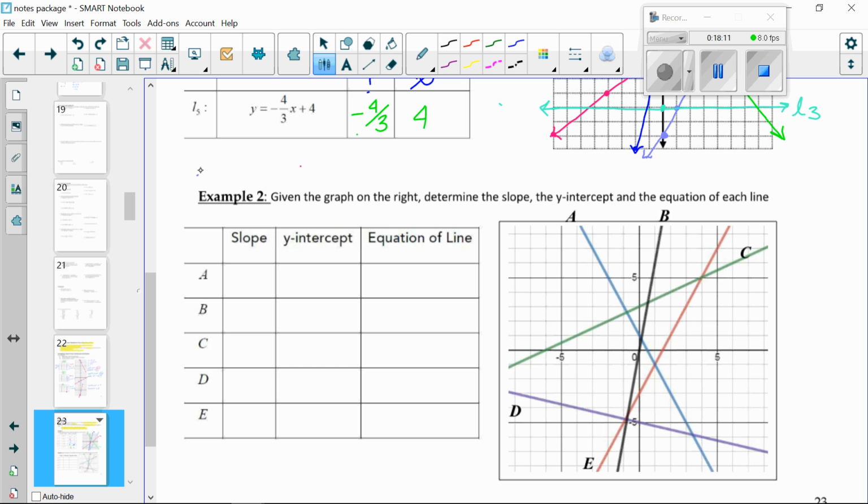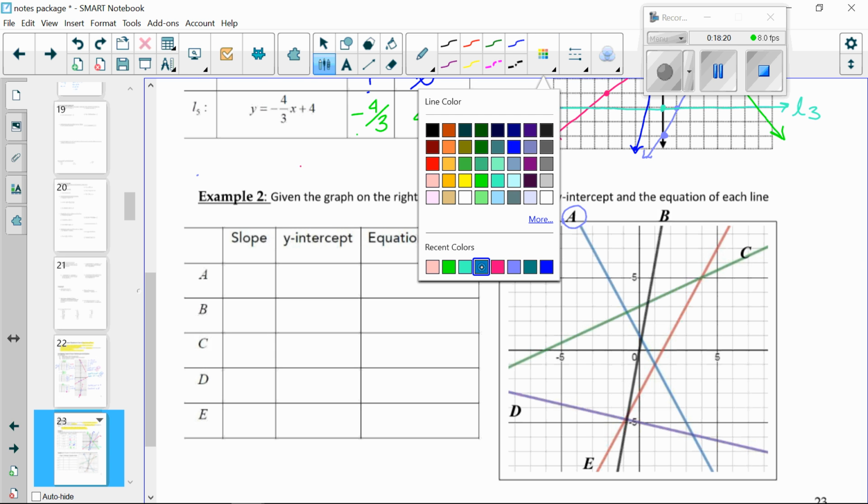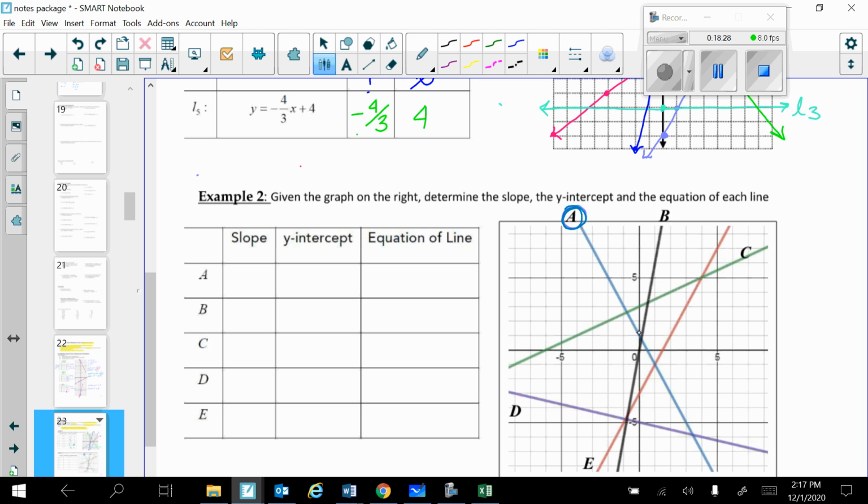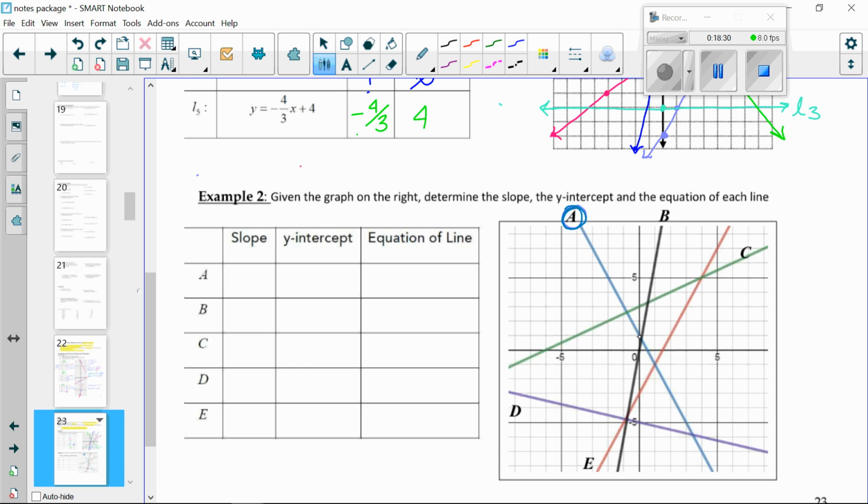Okay, so let's take a look at line A. So that's this one right here. Okay, and actually I think I'll do that one in blue. I'll keep the colors the same. Okay, so A. So slope, y-intercept. I always start from my y-intercept. So my y-intercept is at +1. Then I'm going to find my slope.